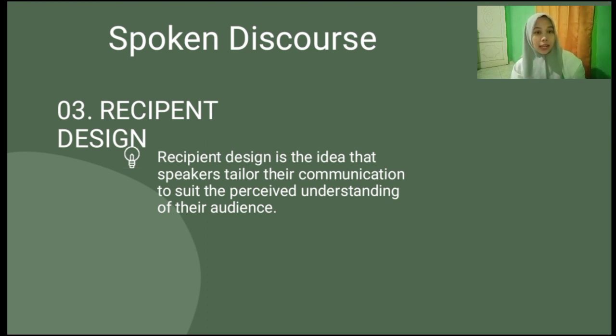Recipient design is where speakers tailor their communication to suit the perceived understanding of the audience. It involves adjusting language based on the assumed knowledge, expectations, or needs of the listener. An example of recipient design is when a teacher explains a complex concept differently depending on whether they are speaking to a student or a colleague, considering the varying levels of expertise in the audience.